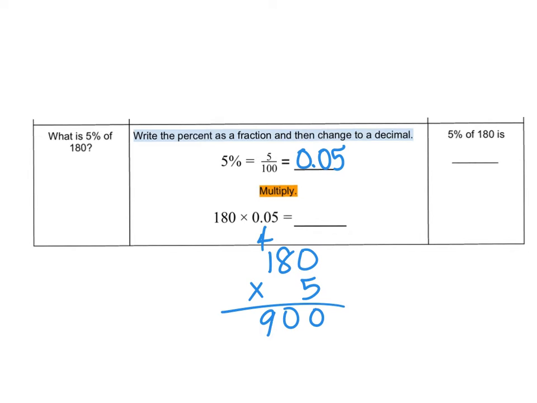And then I go back to my problem to figure out how many decimal places I need to put in my answer. So I can see there are 0 decimal places in 180. There are 2 decimal places in 5 hundredths. So I need to find my decimal point and move it 2 over, and I end up with 9.00, which is just the number 9. So 5% of 180 is 9. You could also use your calculator to help you do these problems.